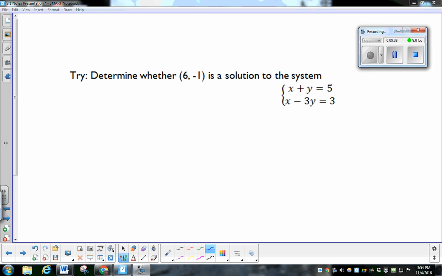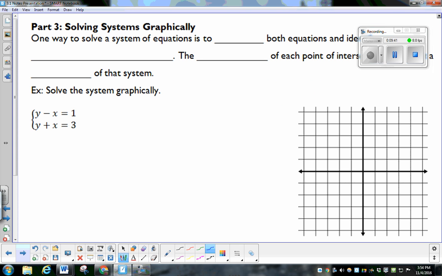All right, I'm going on to the back of our page now, and we are going to solve systems. The first way we're going to learn to solve these systems is graphically.